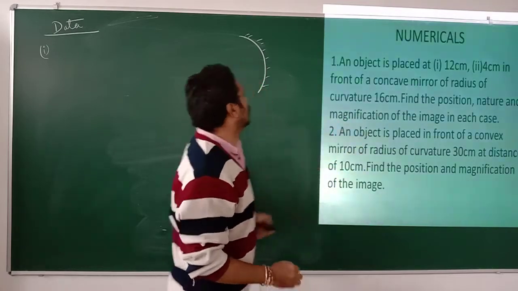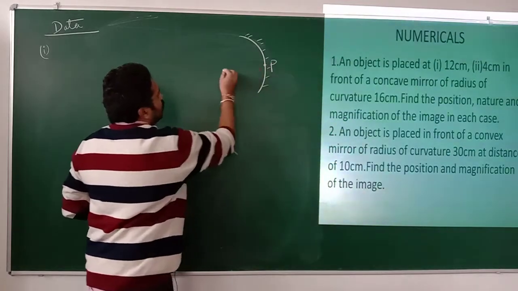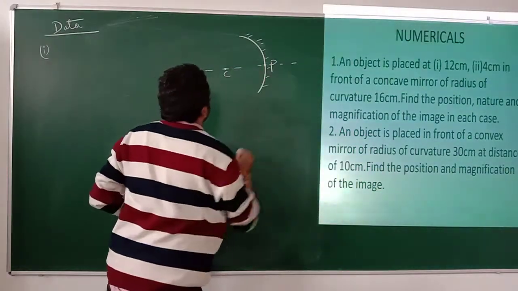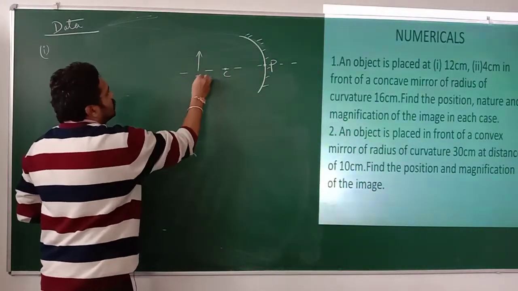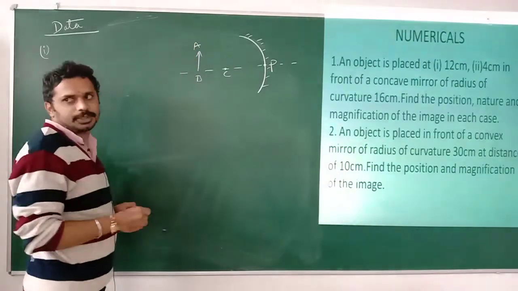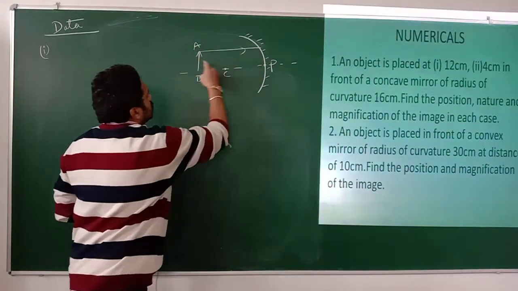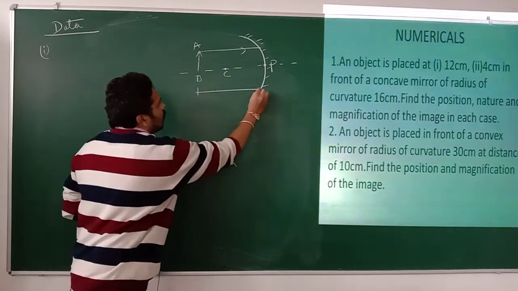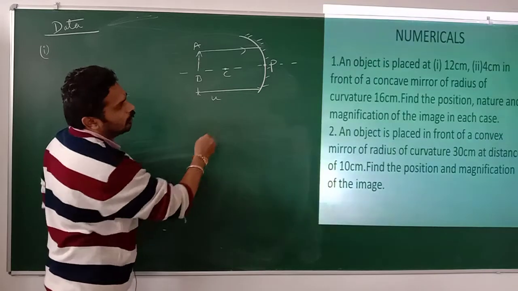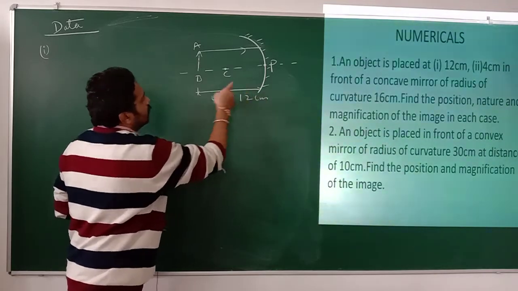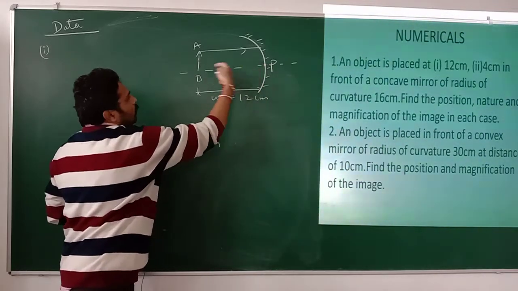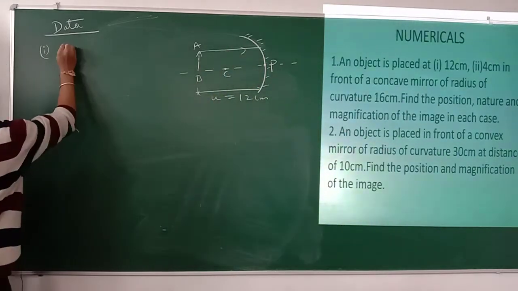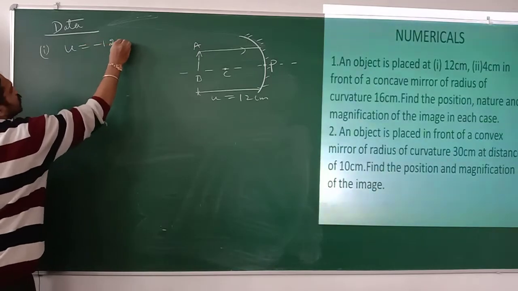This is the concave mirror, this is the pole, this is the center of curvature, this is the principal axis. We are going to place the object here. AB is the object. Light rays from the object, we consider a number of rays of light. This is the object distance u. They gave u is equal to 12 centimeter. I am measuring the distance from the pole. This is against the direction of the incident light. Therefore I am using negative. Object distance is negative.